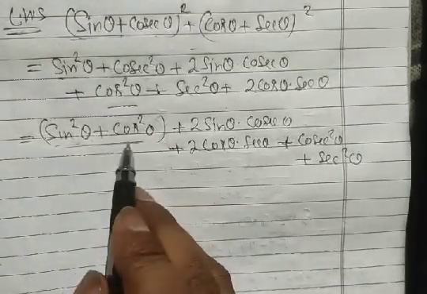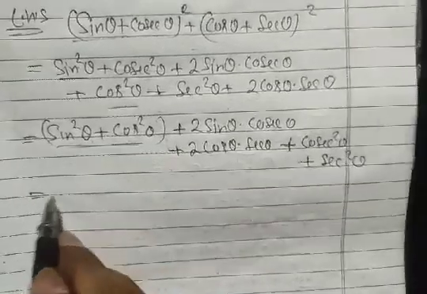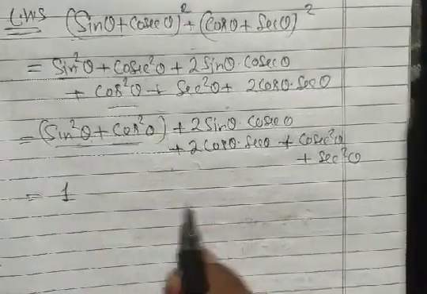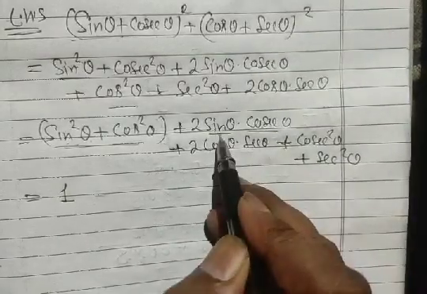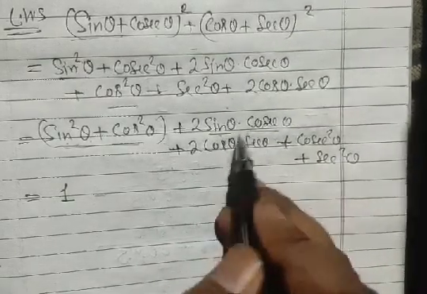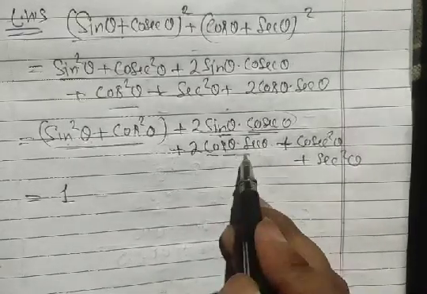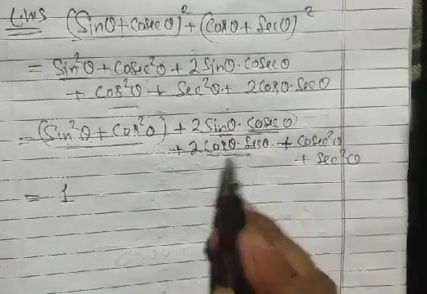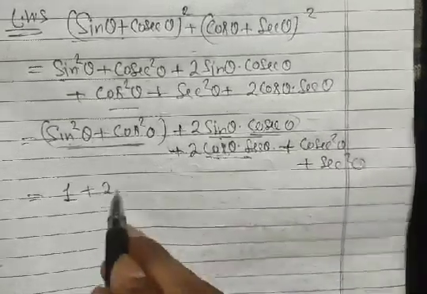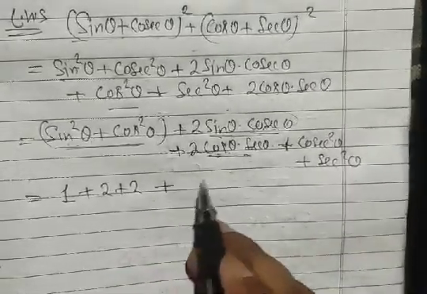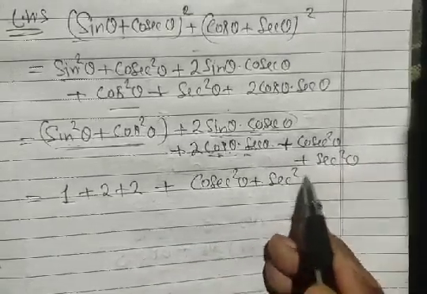Now by identity, the value of sin square theta plus cos square theta is 1. We write down 1 here. Now sin theta and cos theta are reciprocal to each other, so this multiplication is equal to 1. Also cos and sec are reciprocal to each other, so their multiplication is also 1. Then 2 into 1 is 2, 2 into 1 is 2. Then we have 2 plus 2 plus cosec square theta plus sec square theta.